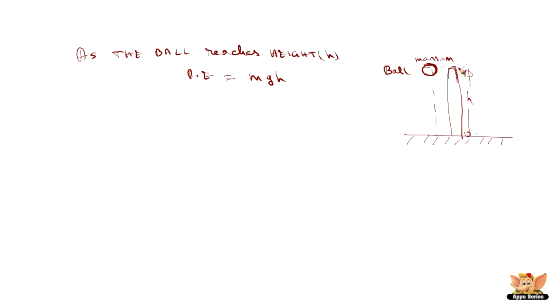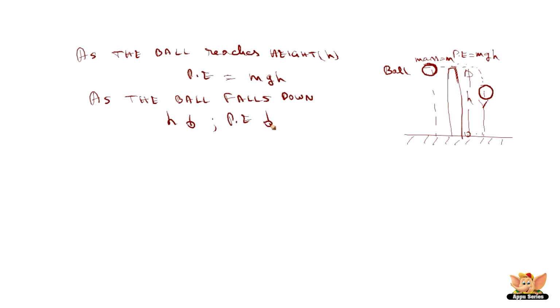Now we'll make this ball fall down. Let's say the ball is here. As the ball is falling down, what happens to the energy? The potential energy possessed by the ball at this height is mgh. As per the equation, h reduces as it is falling down, so the potential energy also reduces. Height reduces, hence potential energy also reduces.